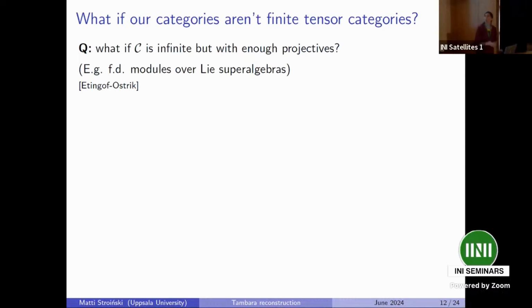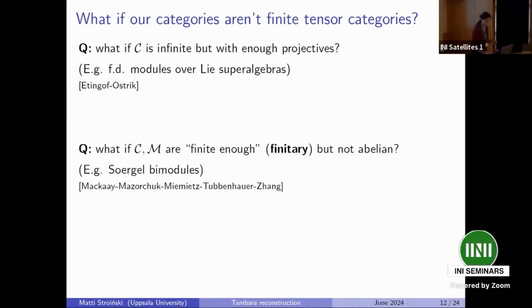For instance, what can happen is that C is infinite. Meaning, it's still a tensor category, it still satisfies those 7 assumptions I had on the first slide, but there are infinitely many simples. But there are still enough projectives. This doesn't happen too often, but it happens, for instance, for finite dimensional modules over nice Lie superalgebras. This is one of the cases that was studied by Ostrik.